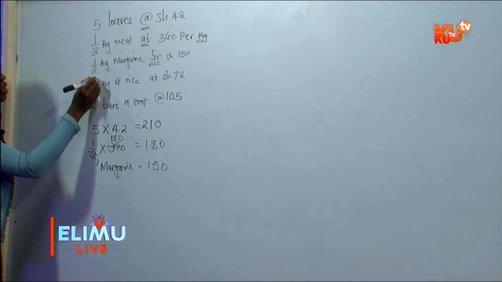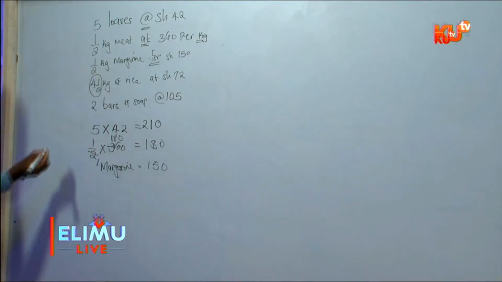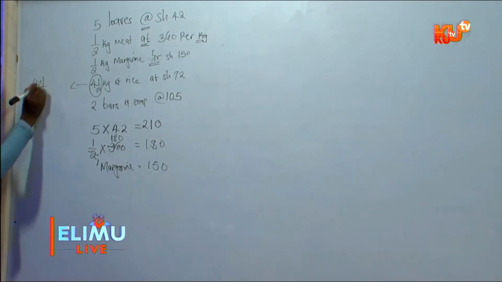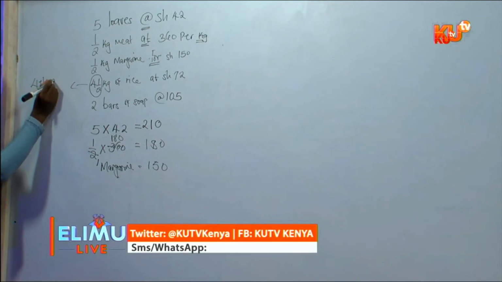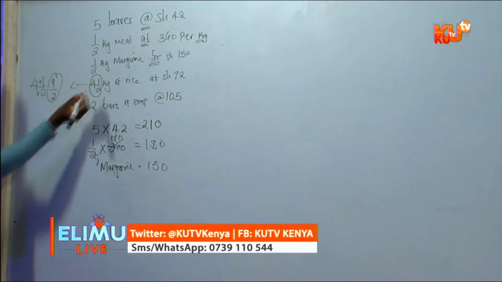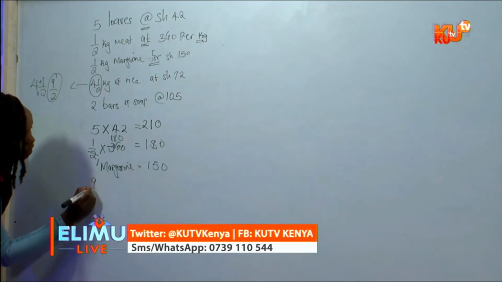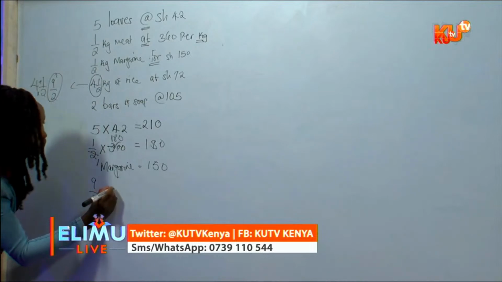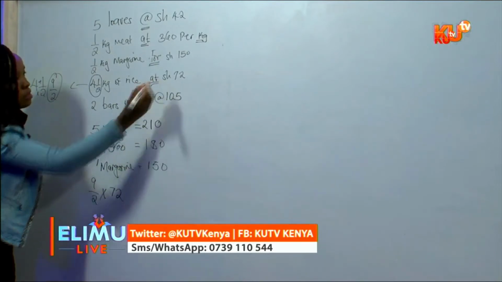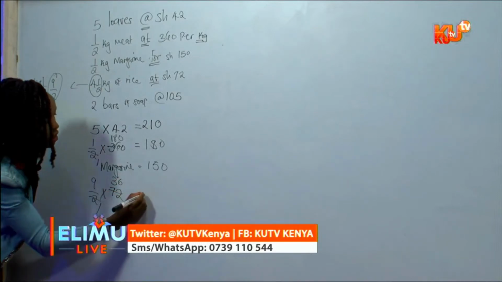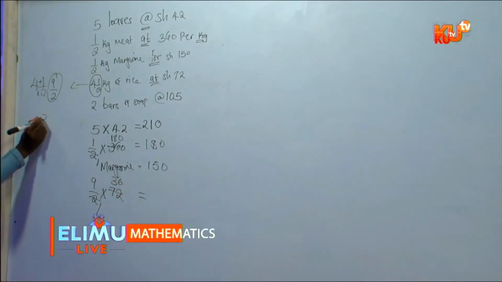Then we have 4.5 kg of rice at 72 shillings. We change this 4.5 to an improper fraction. So 4 times 2 plus 1, this is 8, 9. We get 9 over 2. So I'm going to use 9 over 2 instead of 4.5. 9 over 2 times 72. So 72 divided by 2 is 36. So I have 36 times 9.